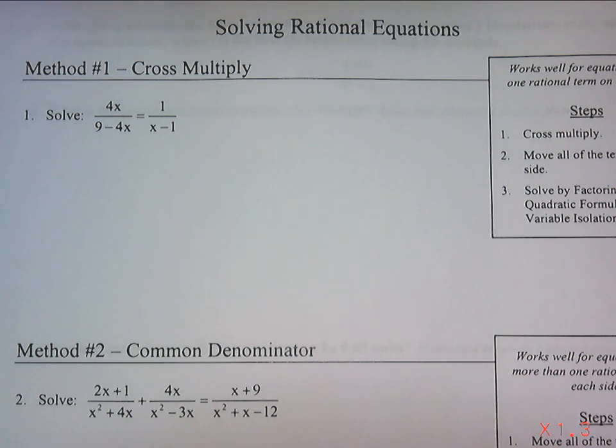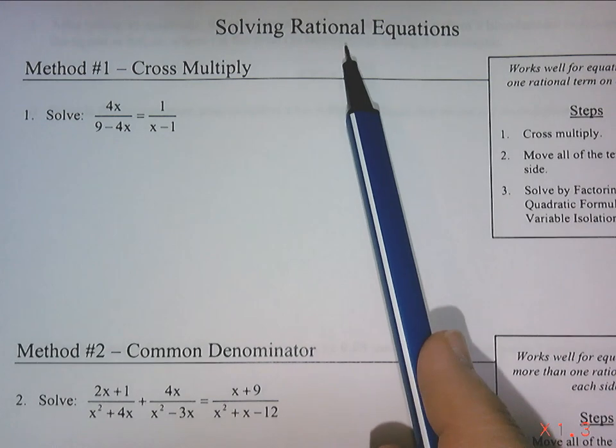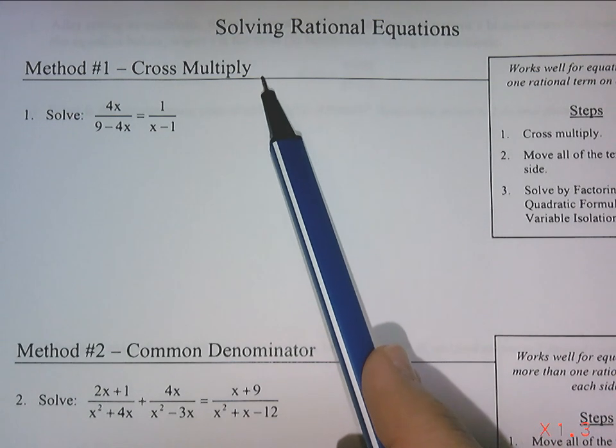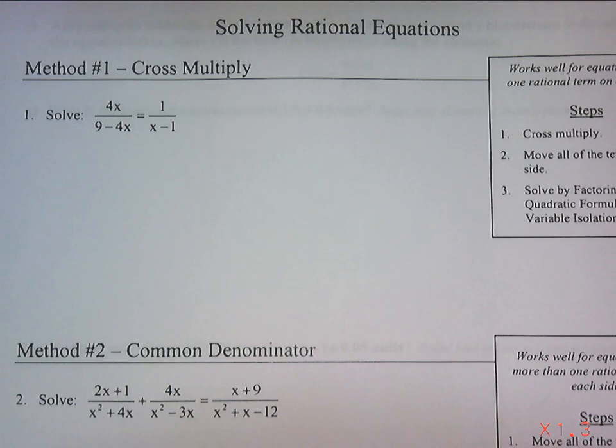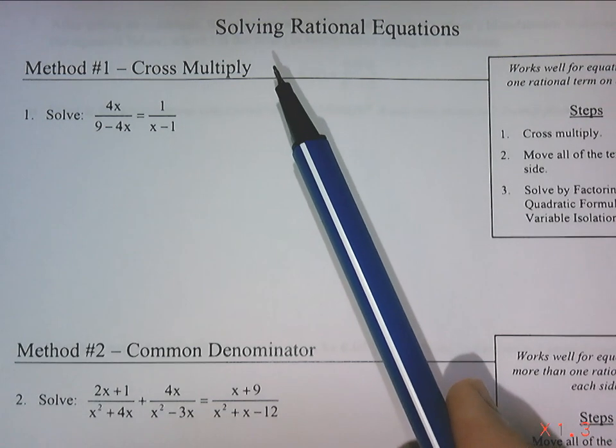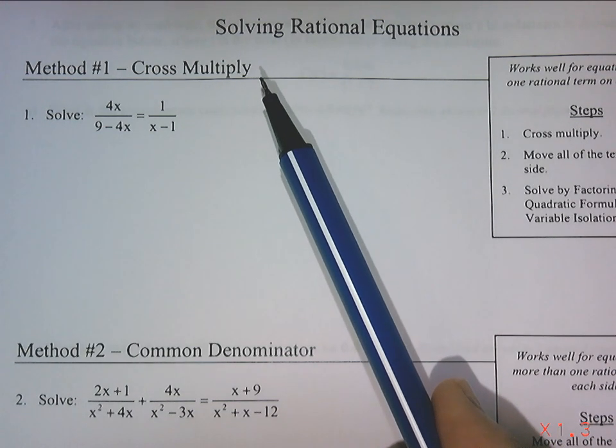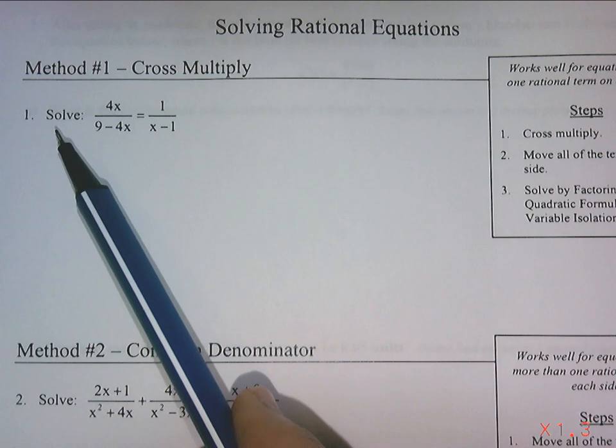In this video, we're going to take a look at how to solve rational equations by cross multiplying. There are two different methods that we can use when we're dealing with a rational equation, and the first one, and my personal favorite, is cross multiplying. So we're going to take a look at an example.